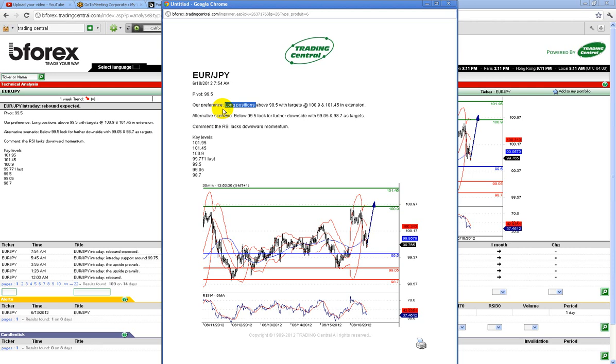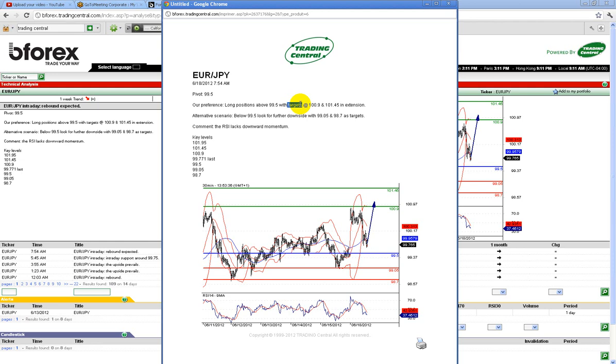Whenever we see long, it means that the market is getting stronger, so we need to buy in order to make profit. So we're buying the position above the pivot, which is 99.5, with targets. Alright, another rule. Whenever you see targets, it simply means take profit.